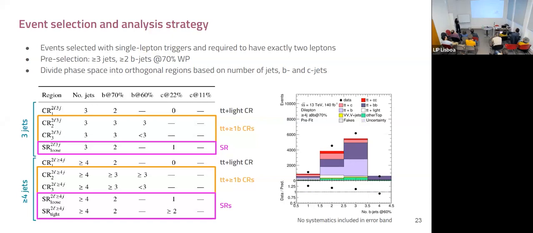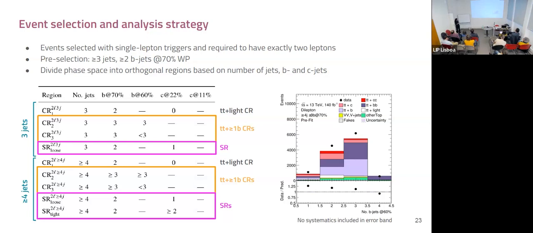And then we divide the phase space that comes from this preselection into orthogonal regions based on the number of B jets, C jets, and all jets. And this is what is summarized in the table below. And you can see we have a total of 9 regions. Some of them have 3 jets and some of them have 4 jets. And then they have different numbers of B jets and C jets.